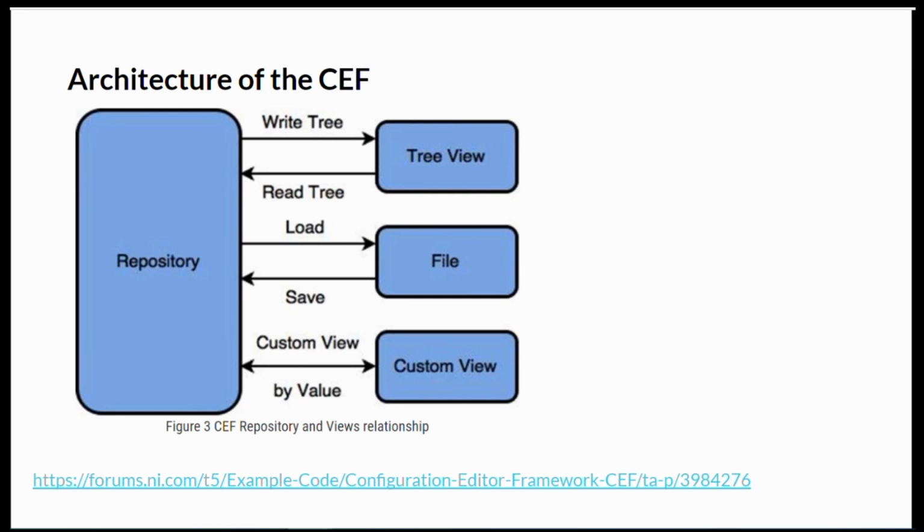We have multiple nodes where you saw group, channel, serial, etc. But you have just one. Each project would have only one repo class. So the configuration from the repository is read and written by various entities. First of which is our tree view. Then we have the file which reads and writes to this. Now this file could be a binary, ini, XML, JSON, etc.